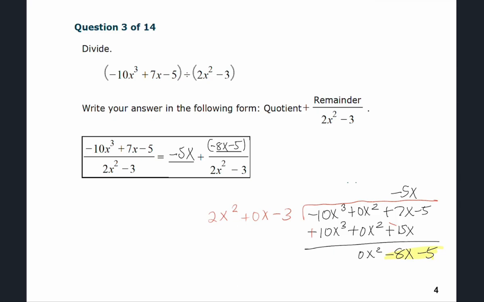Okay, so they want negative 5x in the quotient spot. The remainder goes on top of the original divisor. Okay, so that's what they're looking for if you see that in Alex. So you'll know what that particular notation is. I wanted you to see a problem like that. Okay, so that's some long division.